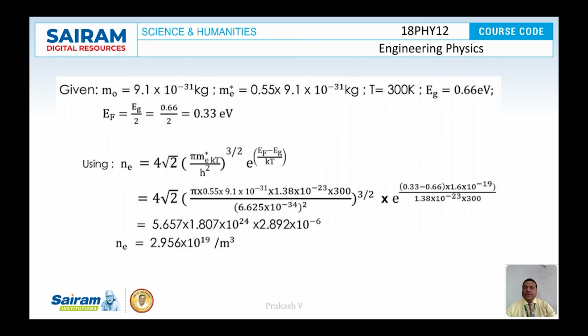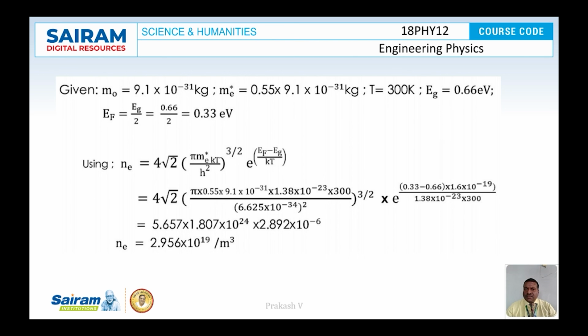The solution is, here the mass m0 is equal to 9.1 into 10 to the power of minus 31 kg, and m star is nothing but 0.55 into 9.1 into 10 to the power of minus 31 kg, and the value of T is given, that is 300 Kelvin, and energy gap is equal to 0.66 electron volts. So the Fermi level is exactly in between the energy gap, that is EF is equal to Eg by 2, that is 0.66 by 2, that is equal to 0.33 electron volts.